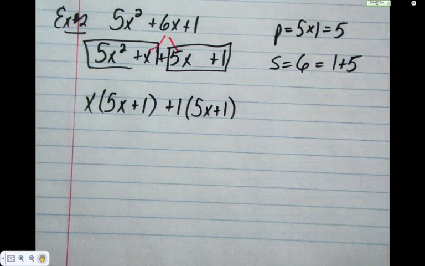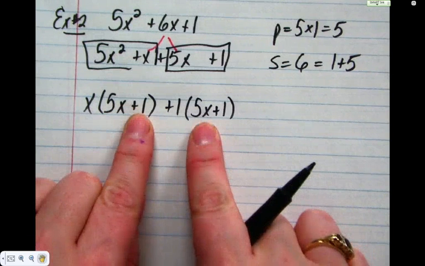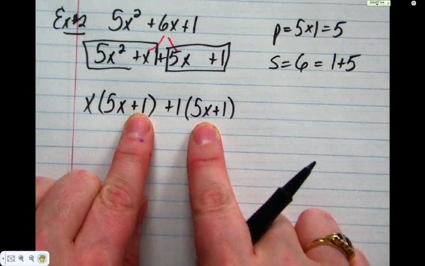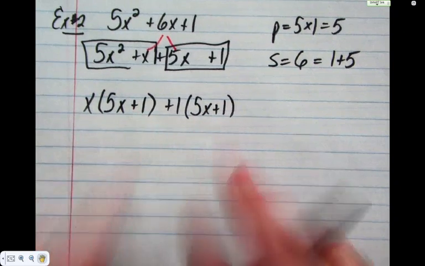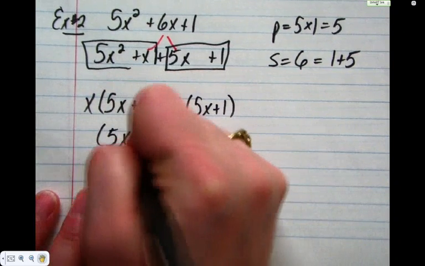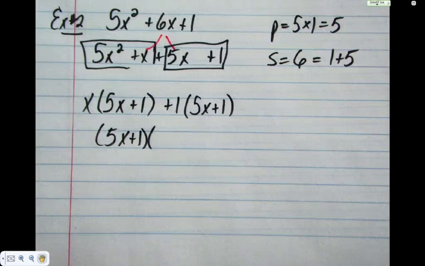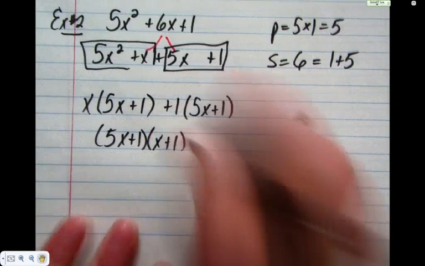Check. What's our built-in check on this step? Are they both the same? If they're not, you've got to go back to the drawing board. If they're both the same, we are good to go. The answer comes from the matching binomial, and the second binomial comes from x plus 1. The two common factors just smushed together.